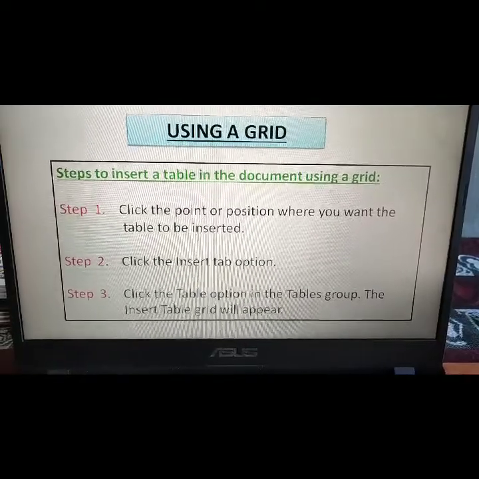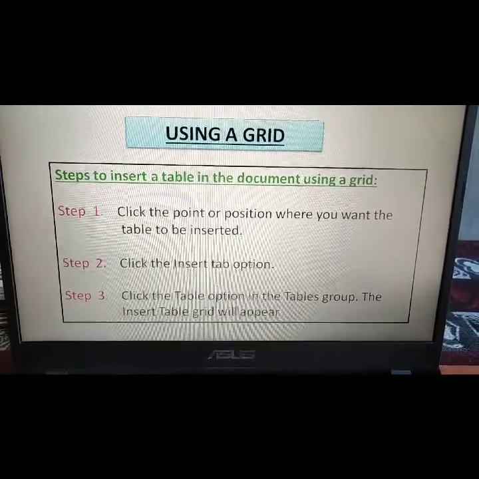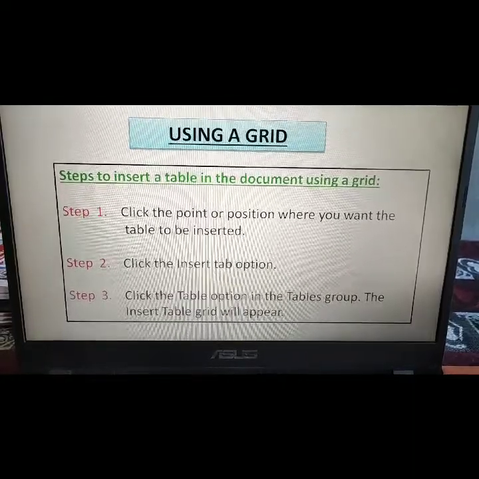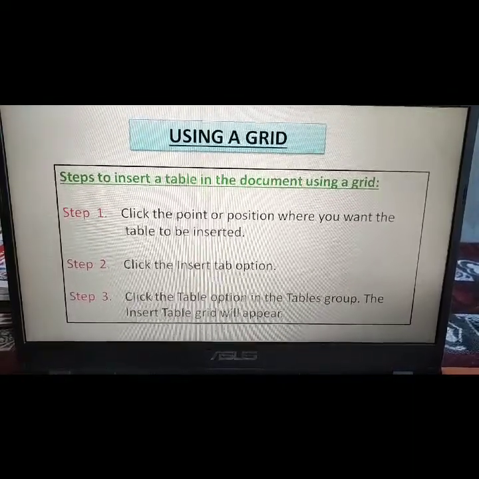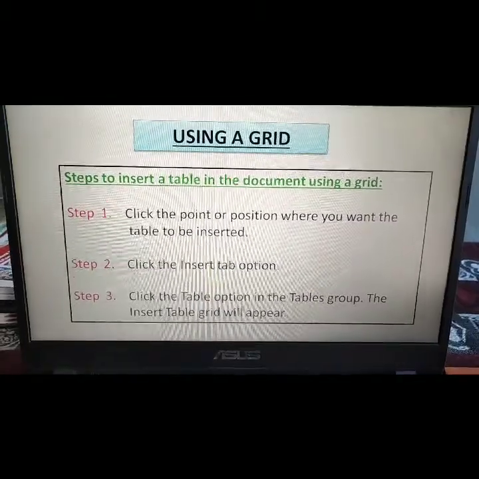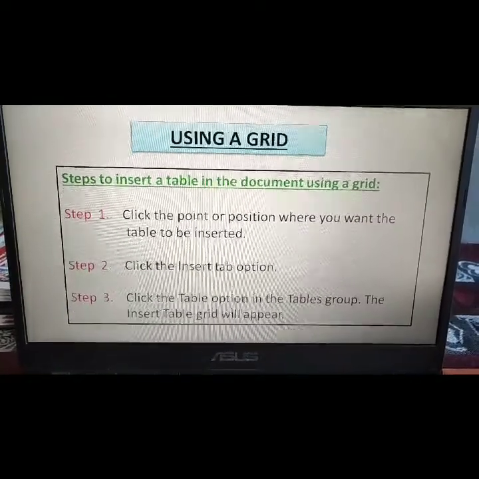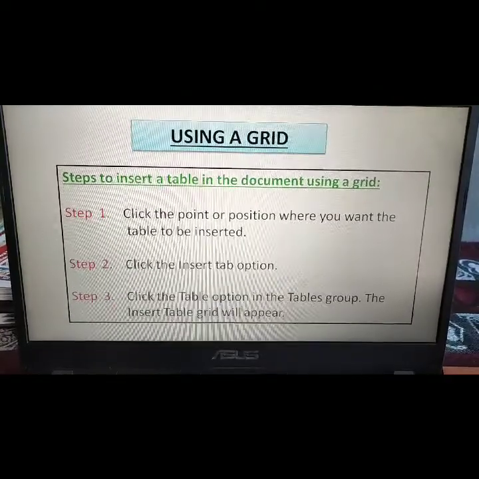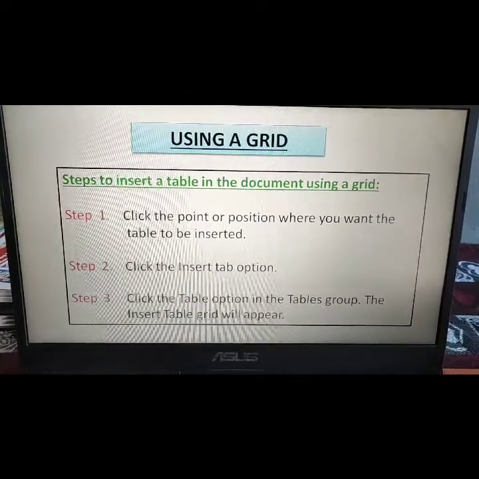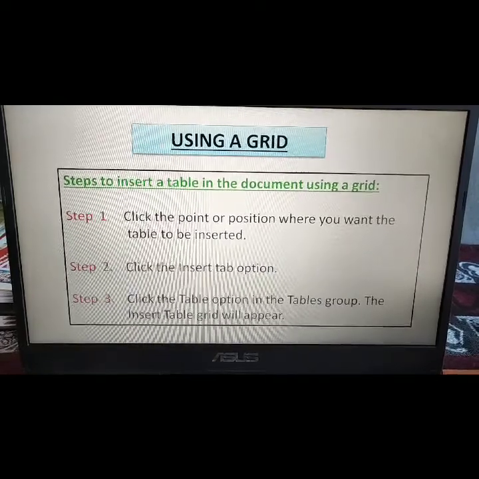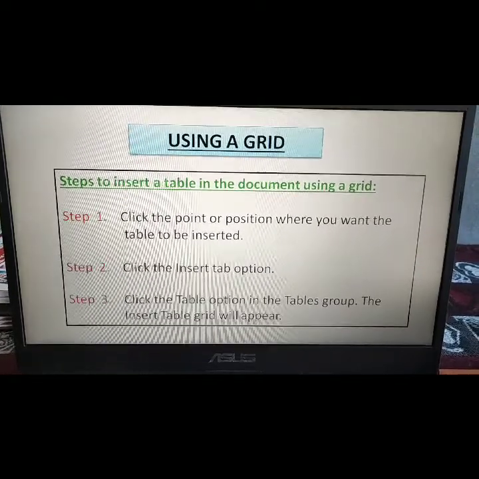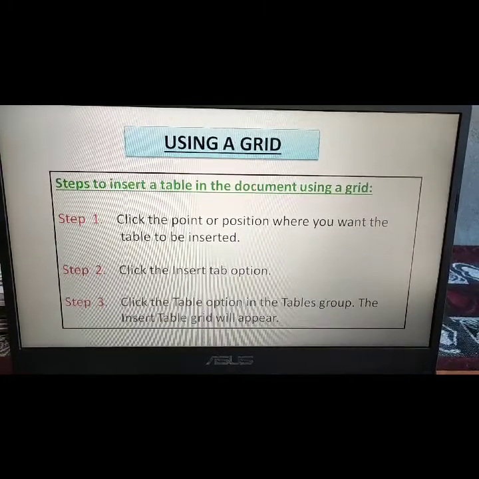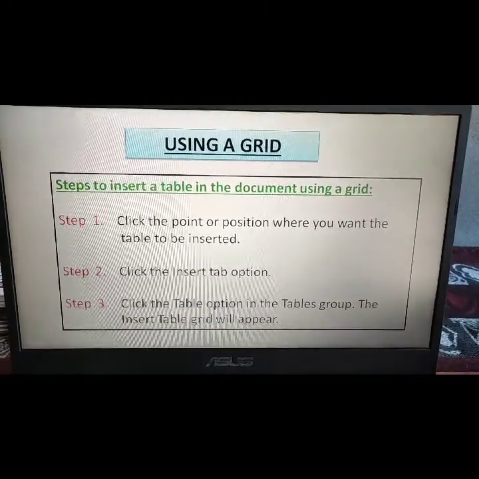Okay, so there are 3 steps. First you select the positions and click on it. Second, you go to the insert tab and click on it. Third, you go to the tables group, the table option is there, click on the table options, and then you will see that the insert table grid will appear. Okay, this is the procedure. By using a grid we can insert a table in our document.